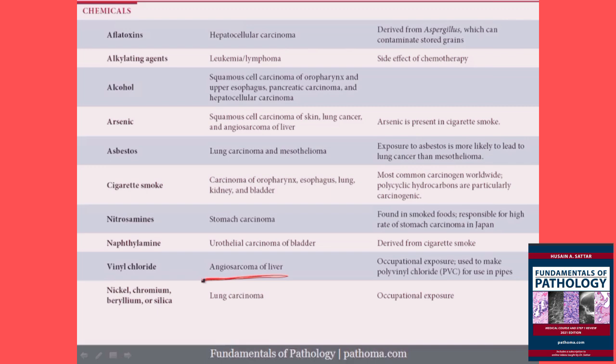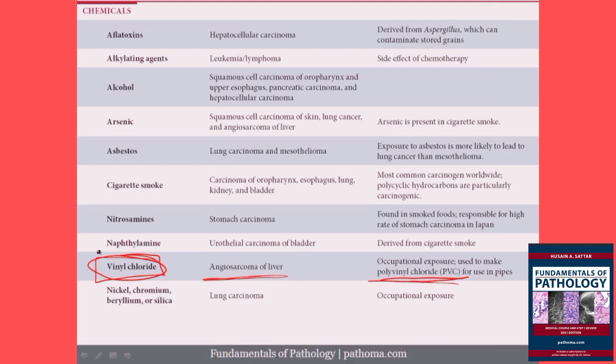used to make pipes. When you go to Home Depot or one of these home improvement centers and you see pipes, one type of pipe that can be purchased are those plastic pipes called PVC pipes. And so PVC pipes require vinyl chloride. Not that those pipes are particularly carcinogenic, but the vinyl chloride could potentially be carcinogenic if an occupational exposure occurred. And so there's an association there with angiosarcoma of the liver.